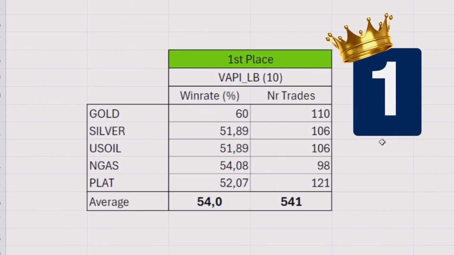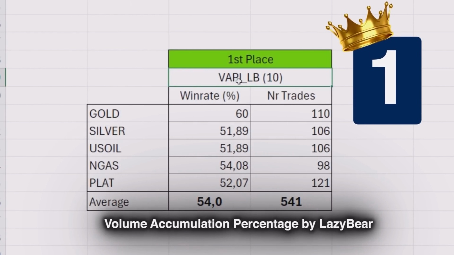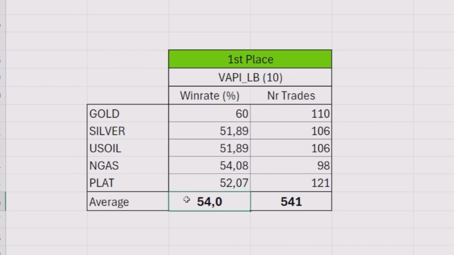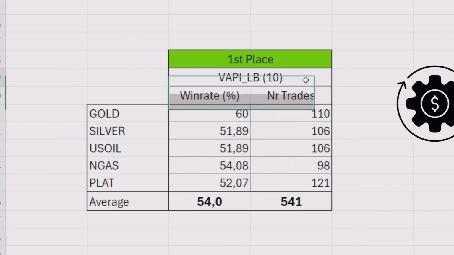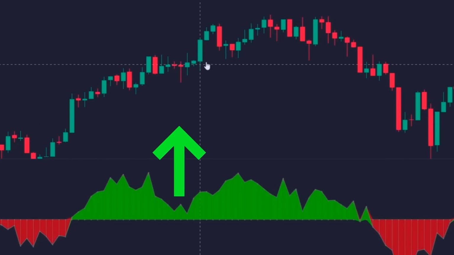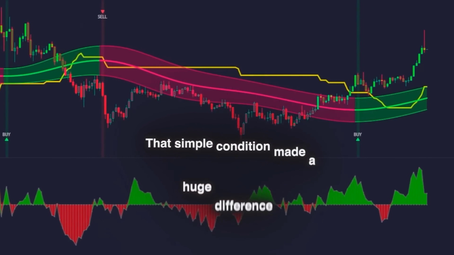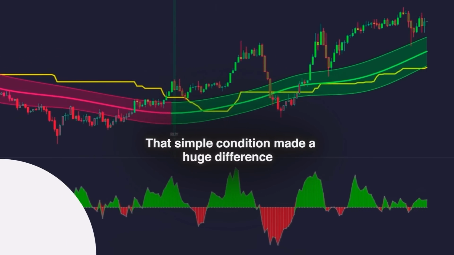However, in first place we have the volume accumulation percentage by LazyBear. This free custom indicator pushed our win rate to 54%, while slightly reducing the number of trades, leading to better efficiency. Here's how it works: it only allows long positions when the histogram is green and shorts when red. That simple condition made a huge difference.